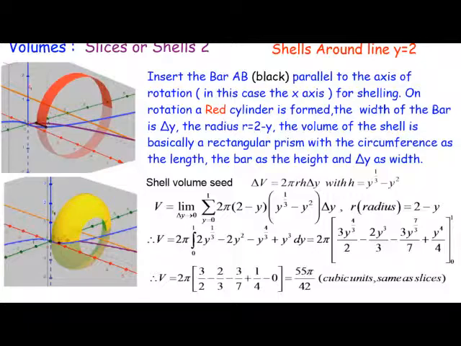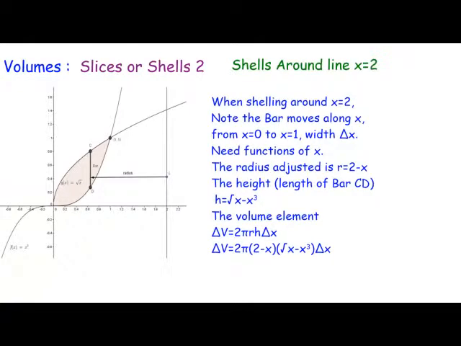Okay, so let's move on to the last little section here. We're going to do some shells around the line x equals 2, and you can see here the bar is now going to be parallel to x equals 2, and it's going to have a width of delta x because it's moving along the x between x equals 0 and 1. We have functions of x.